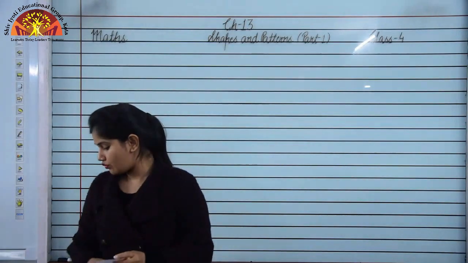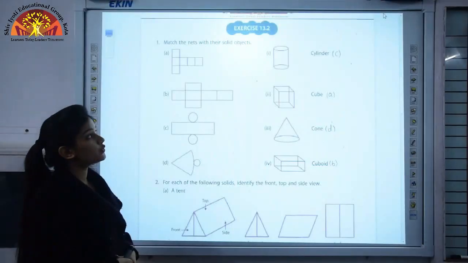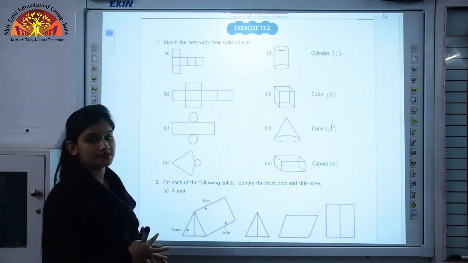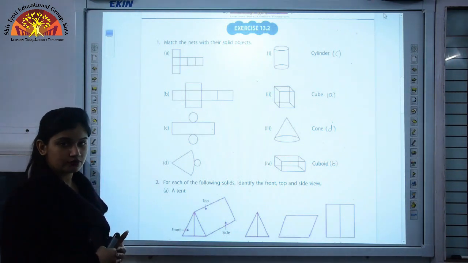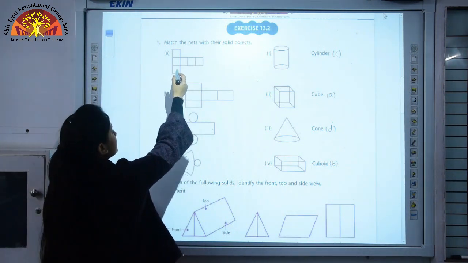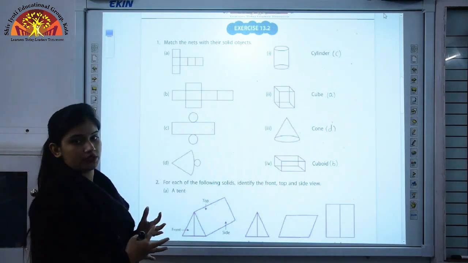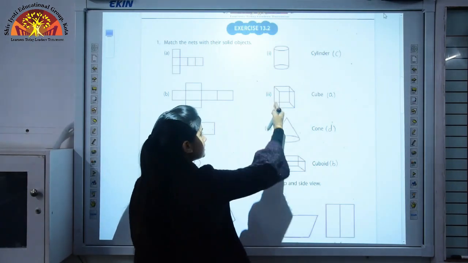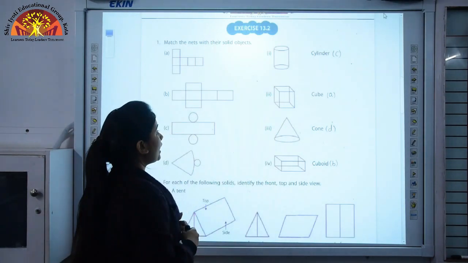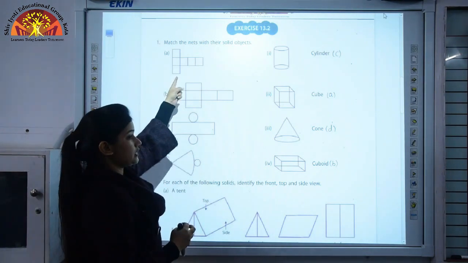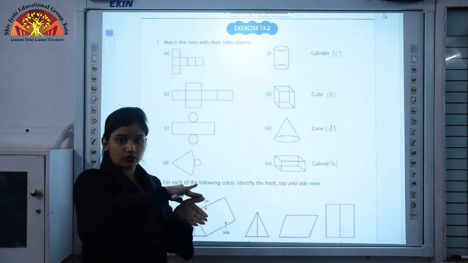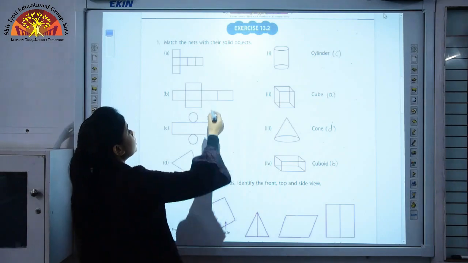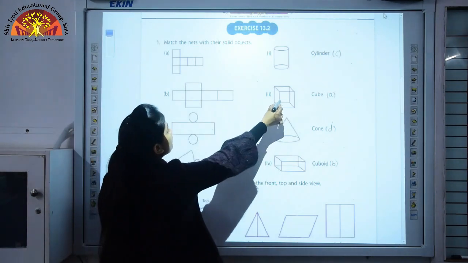So now we will see some questions of exercise 13.2. So question number 1 of exercise 13.2 is match the nets with their solid objects. Just we have seen the net of an object. So we are observing a part and we can see some squares are given here in this question. कुछ squares आपको given है and we can see some figures here also. Now we have to find the solid object for this net. अगर मैं इस square को fold करूँ then I will get a cube. मुझे क्या मिल जाएगा? एक cube मिल जाएगा. So this is the answer of second part.